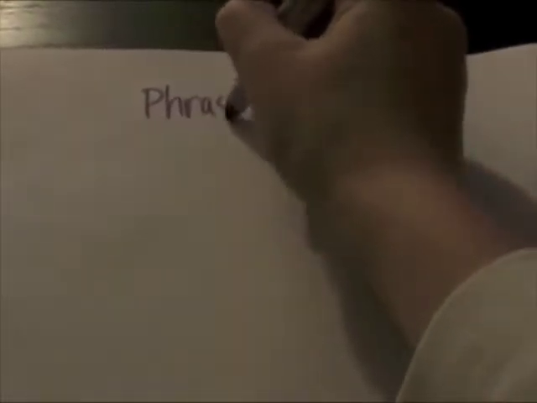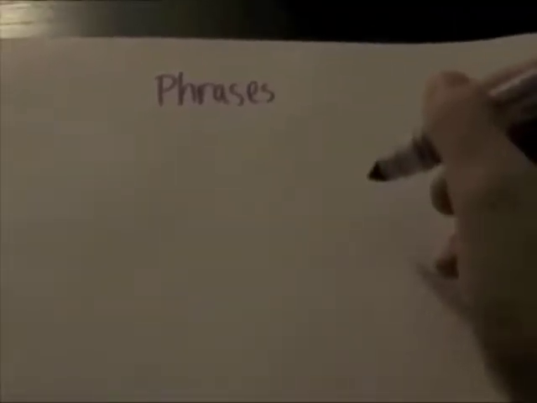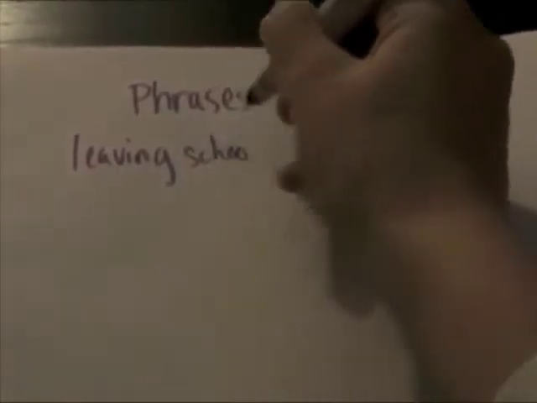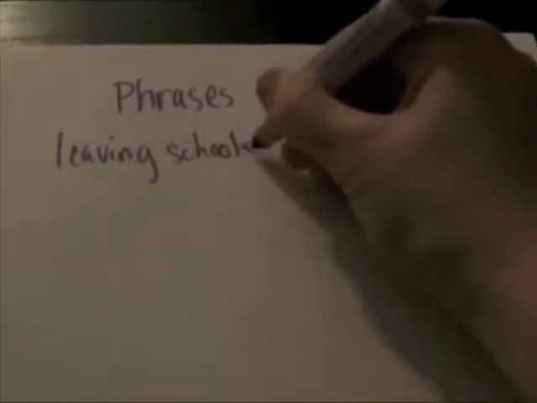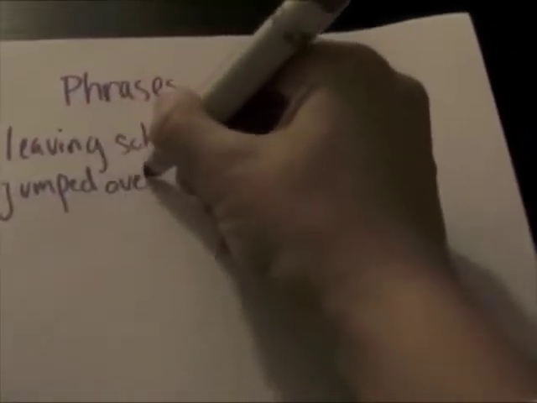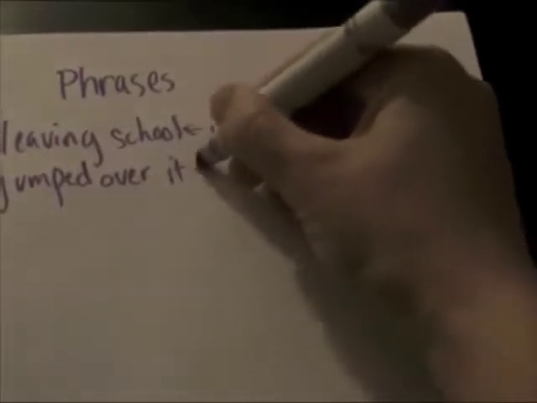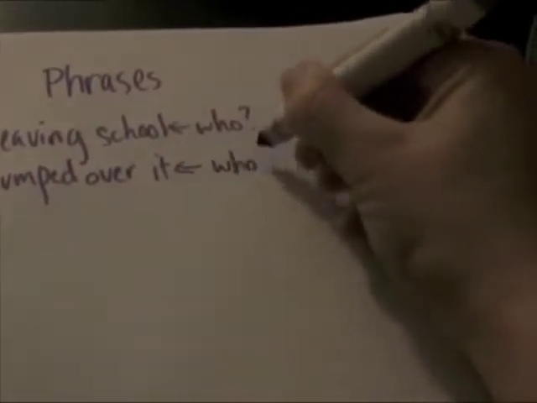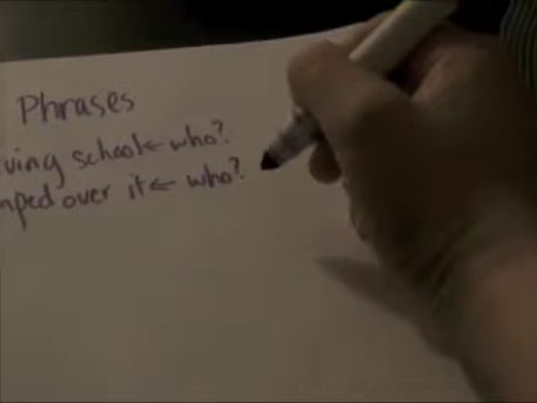Let's talk about phrases. So in identifying phrases, you are missing part of the sentence. If I were to say, leaving school, I would ask the question, who is leaving school? There's an action there, but there's no subject doing the action. If I were to say, jumped over it, again, who jumped over it? It and school are nouns, but they don't tell me who is doing the action.